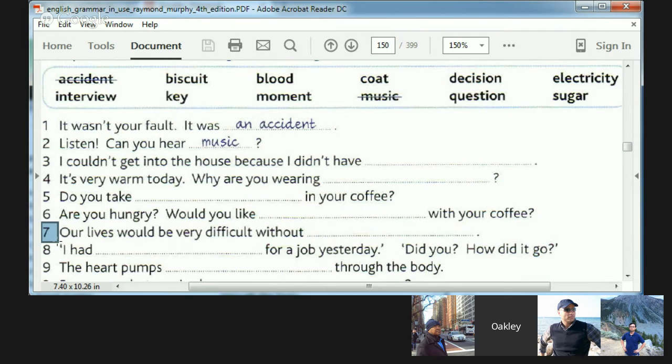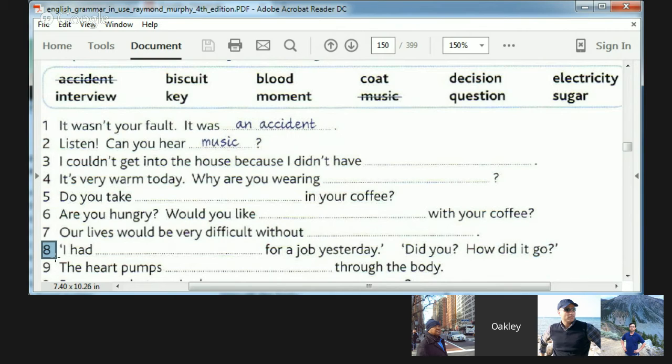Okay, Philip, number 7. Our lives would be very difficult without electricity. Yeah, electricity. I was thinking our lives would be very difficult without blood. Philip. Okay, never mind. Something's wrong with my brain. JK, number 8.